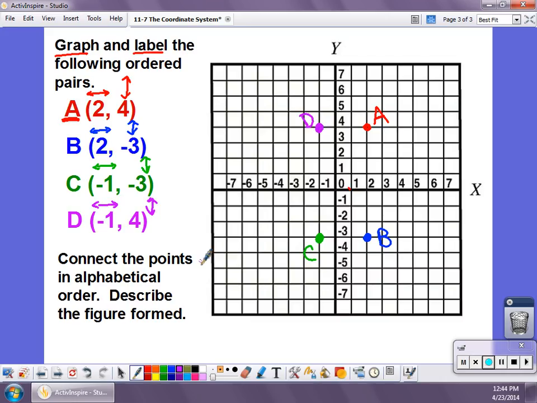Now the next thing says, down here, connect the points in alphabetical order. So what I want to do is go through and start at A and connect them in alphabetical order. A to B, to C, to D, and we'll go back here to A, and it says describe the figure that we just formed. And the figure we just formed is a rectangle. So we can use this to identify different shapes too. And that's how you do coordinate graphs.